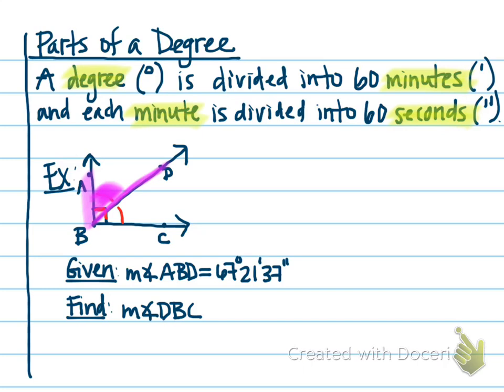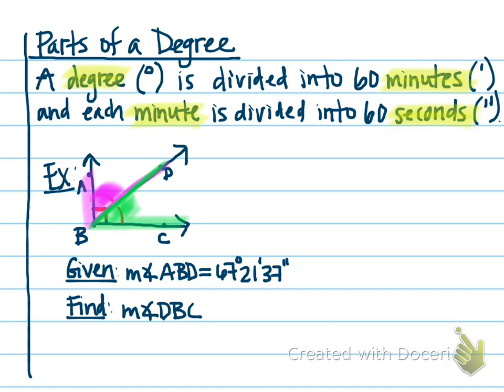Well, DBC is this angle right here. What we know by the picture is that together they make 90 degrees. We know how big the purple angle is. We want to find the green angle. So what we're naturally going to want to do is subtract.